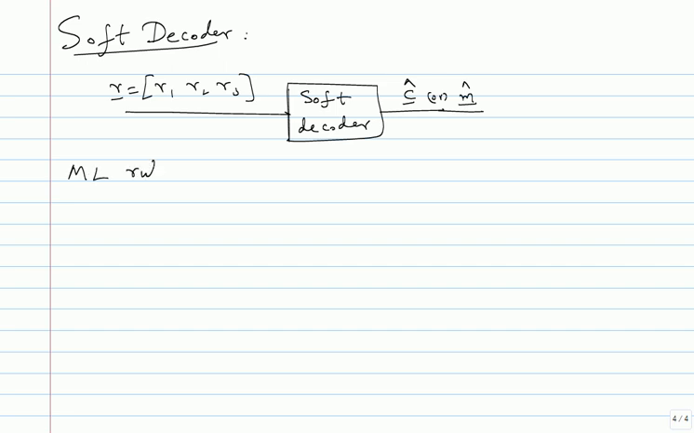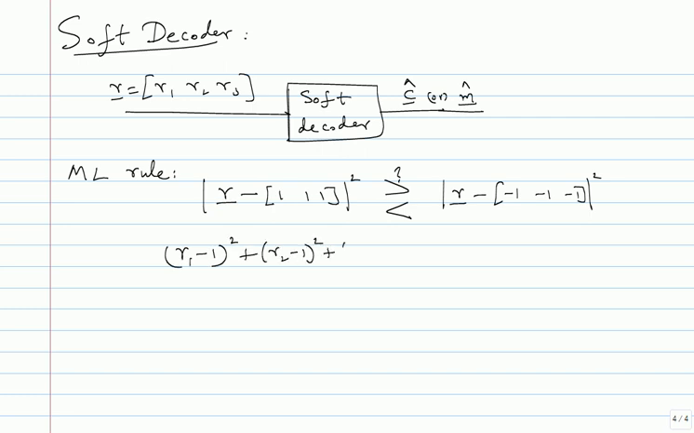So you look at the ML rule. You look for this distance: R minus (1, 1, 1), squared, and then compare it with R minus (-1, -1, -1), squared. You see if this is greater or lesser. Let's do some simplification here. It should really simplify to something nice, I hope. This is nothing but (R1 minus 1) squared plus (R2 minus 1) squared plus (R3 minus 1) squared. Do you see what I'm doing? This is my distance from one point. This is my distance from the other point. I'm seeing which one I am closer to. And this is going to be (R1 plus 1) squared plus (R2 plus 1) squared plus (R3 plus 1) squared. Go ahead and simplify this.